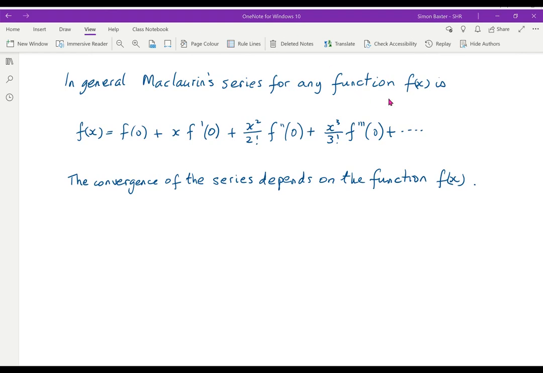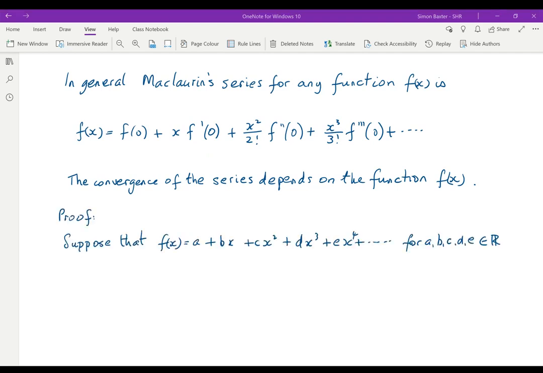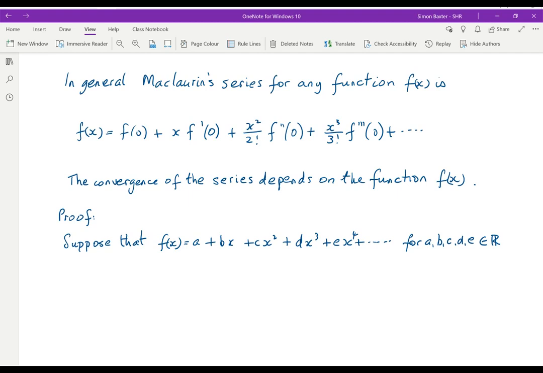If we have any function f(x), then we can write f(x) as f(0) + x f'(0) + x squared over 2 factorial f''(0), etc. Whether this is convergent, for what range of values of x it's convergent, depends on the function f(x). We're going to prove this in exactly the same way that we showed that sin x was x minus x cubed over 3 factorial, etc.